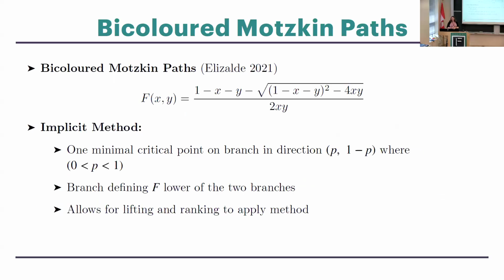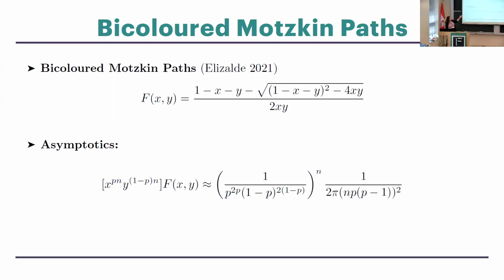So this is briefly how the approach works. But again, you can just use the code, type in your generating function and get your results. But here we have only one minimal critical point on the branch in the direction that we're looking at for asymptotics. We notice that the branch defining F is the lower of the 2 branches. This allows us to figure out which branch we're looking at and apply that lifting properly to get our results. And this gets us some asymptotics like this. And I just want to highlight, so I'm showing different methods for different examples. This does not mean the other methods don't work for these examples. I'm just not going to show you every single method for every single example.